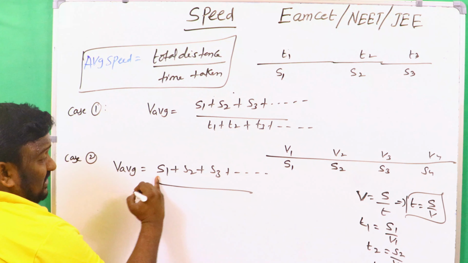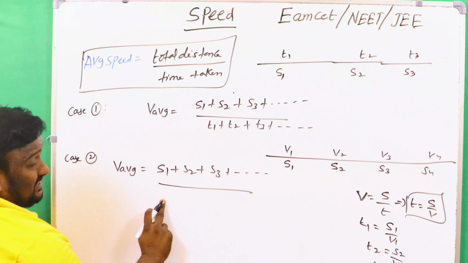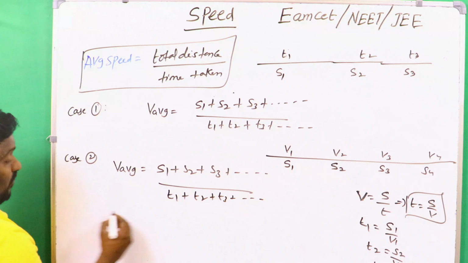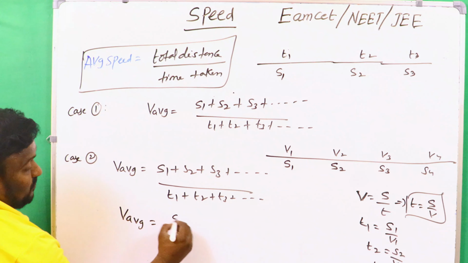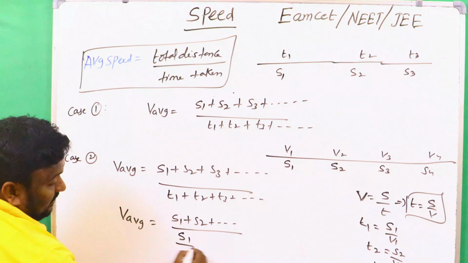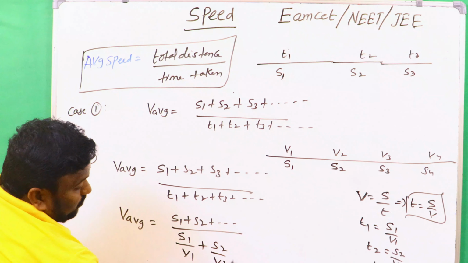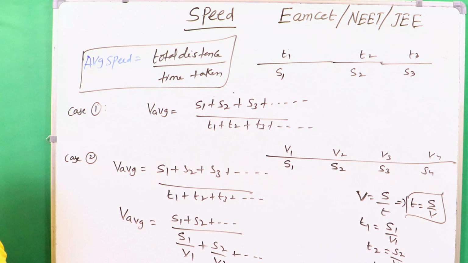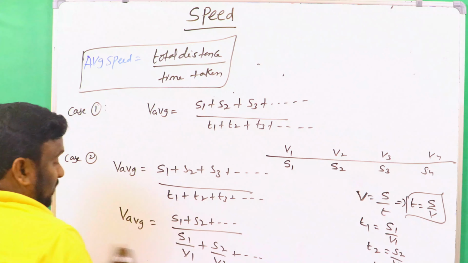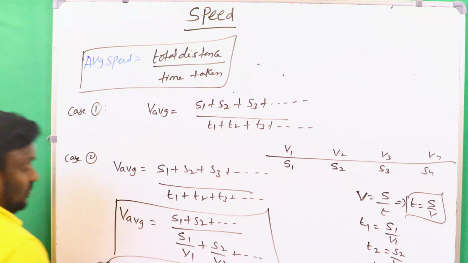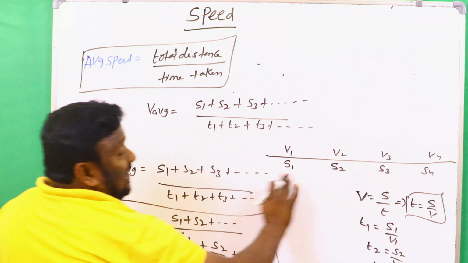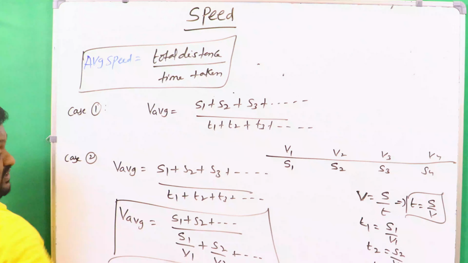Then substitute here S1, S2, S3 and so on divided by the times T1, T2, T3 and so on. Then, children, V average is equal to S1 plus S2 plus and so on, divided by S1 by V1 plus S2 by V2 plus and so on. So, clear. That's why we have one special case now. This is another formula: V average is equal to S1 plus S2 plus and so on, by S1 by V1 plus S2 by V2 plus and so on. This is used when nothing is mentioned regarding the time intervals.